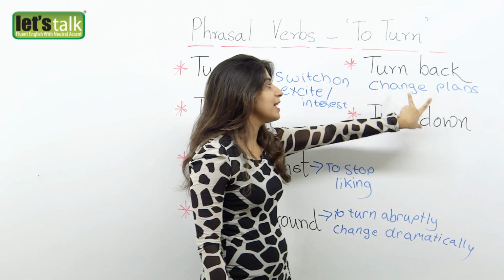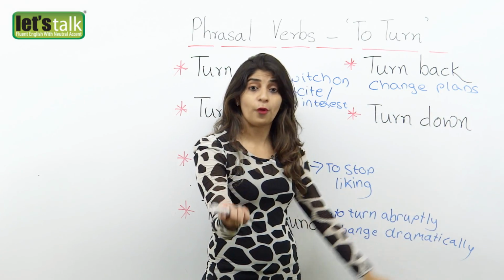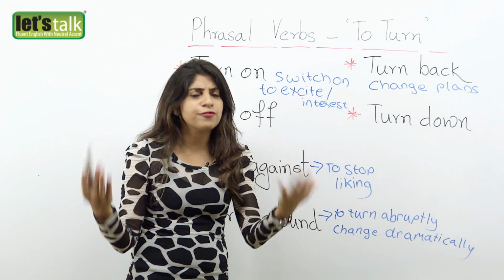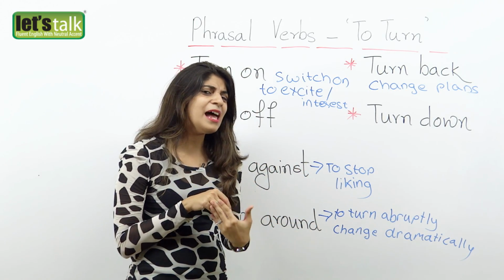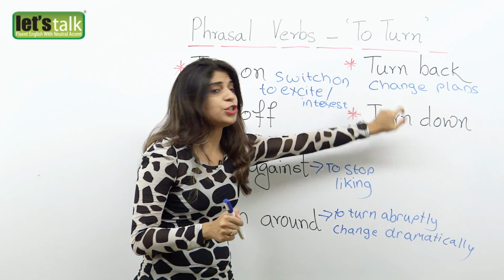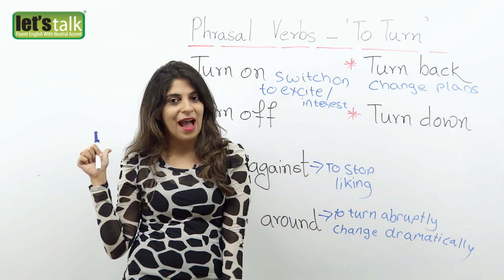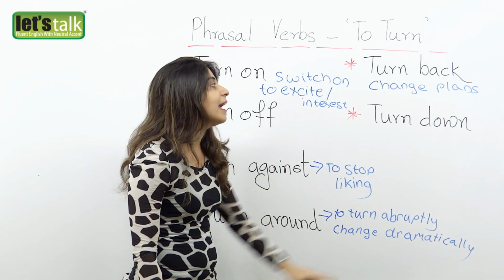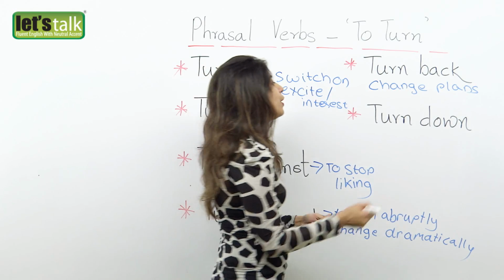So the first meaning is when you change plans. For example, you are going to a shopping mall and you see a lot of traffic ahead, and probably you really don't want to get stuck in that traffic. So you change your plans and you turn back. Oh, come on, let's turn back. There's a lot of traffic there. Okay? And the second meaning is to ignore.